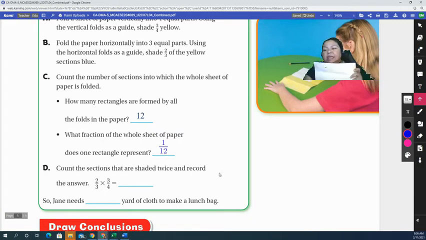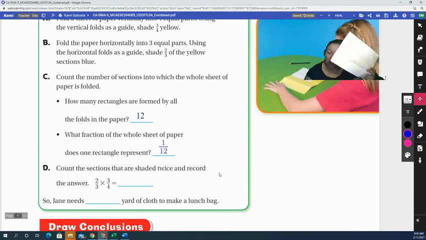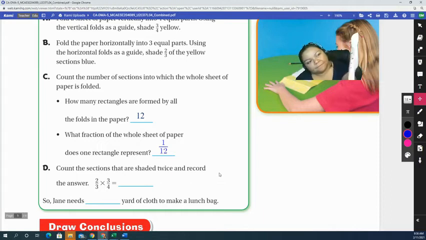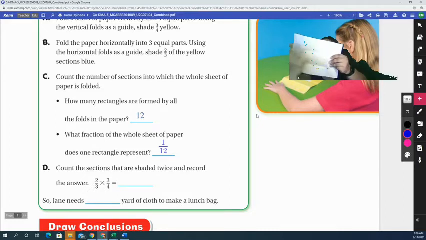Now let's look at D. Count the sections that are shaded twice and record the answer. So when you're multiplying fractions using a model, your answer will be the squares that are shaded twice. So count how many squares are shaded twice. In my case, I shaded in yellow and orange. So if you can see in my square, I have these that are shaded twice: 1, 2, 3, 4, 5, 6. So that means that 6 are shaded twice, and it's 6 out of 12 squares.